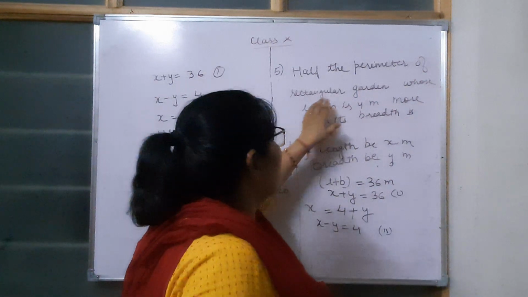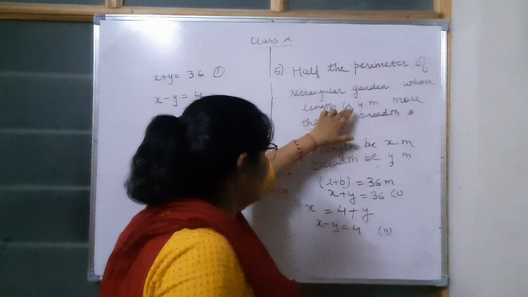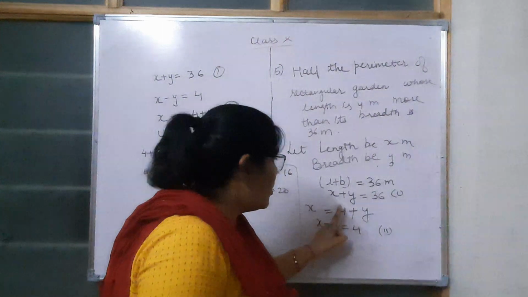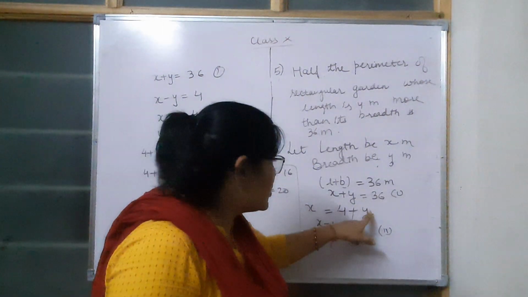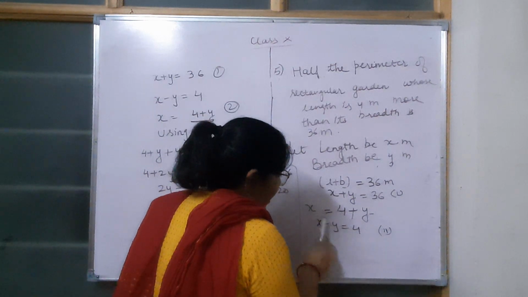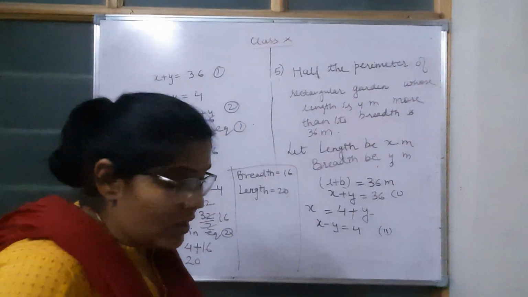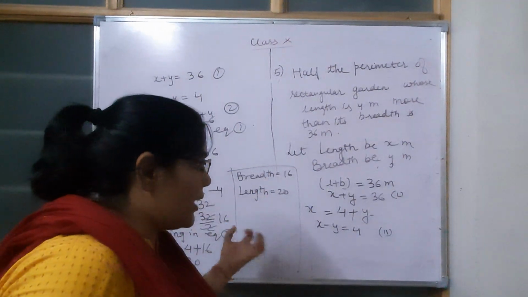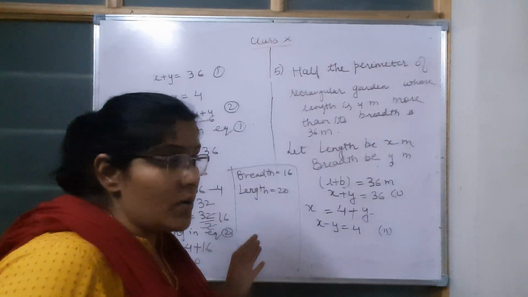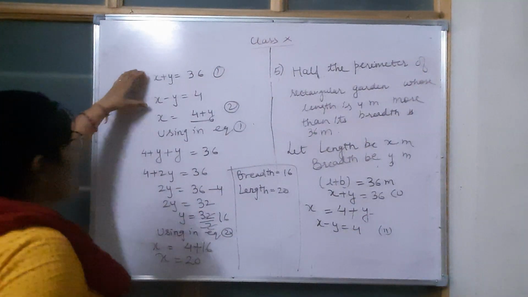Fine. Now, whose length? So this is our first equation. Length means x is equal to 4 more. More means plus its breadth. Fine. Now this plus y will become minus y here. x minus y equals to 4. So we have just calculated our two equations. Now we will be finding the value of our variables.